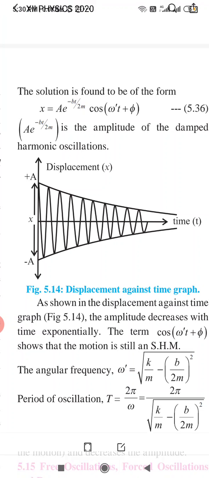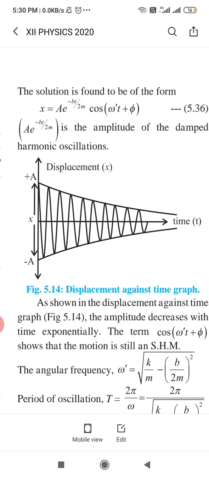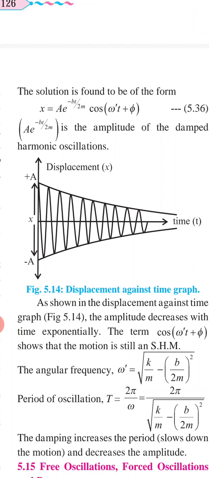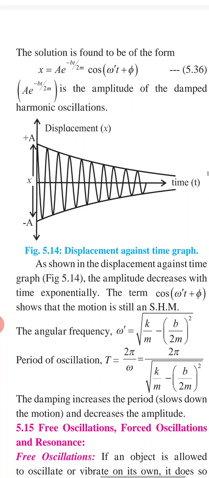From this figure, the displacement against time graph, see that the amplitude is decreasing as time increases. As shown in the displacement against time graph, the amplitude decreases with time exponentially. This is also called exponential decay. The term cos of omega dash t plus phi shows the motion is still SHM. So this cosine wave indicates this wave is always in SHM.